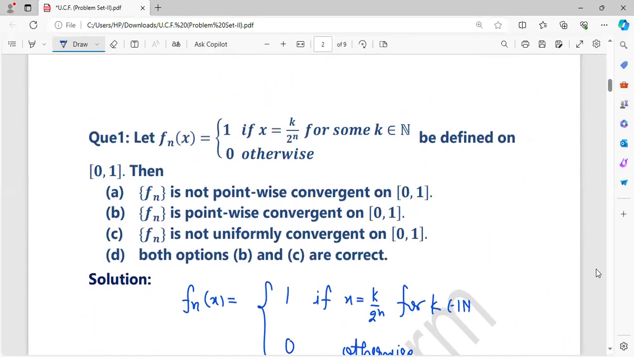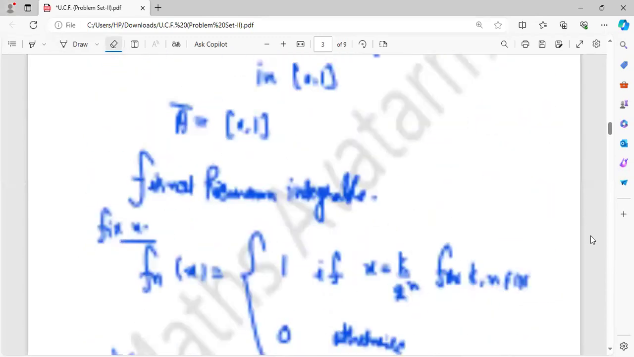So the first option is not correct. The pointwise option is also correct. And f_n does not converge uniformly, this option is also correct. So finally, this option is correct because it includes both B and C. So option D is correct. Okay, now let's move to the second question.